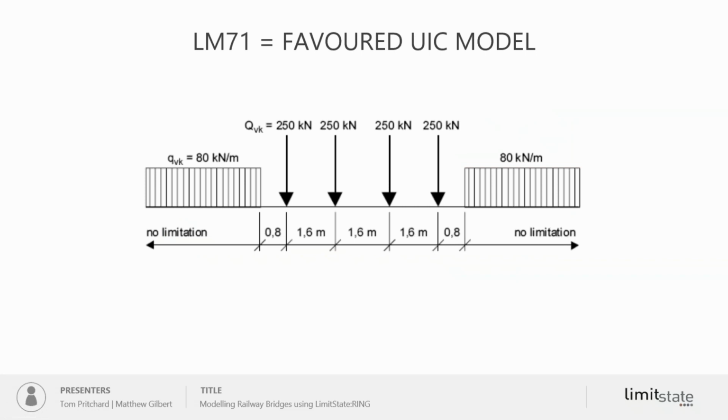In terms of railway loading, there are built-in models from UIC and the Eurocode. So for example, load model 71 is 4 250 kilonewton axles. You then have UDLs in the approaches to those axles. Generally speaking, for masonry arch bridges, that kind of UDL, uniformly distributed load, is beneficial. So by default, those are not included in the inbuilt models.